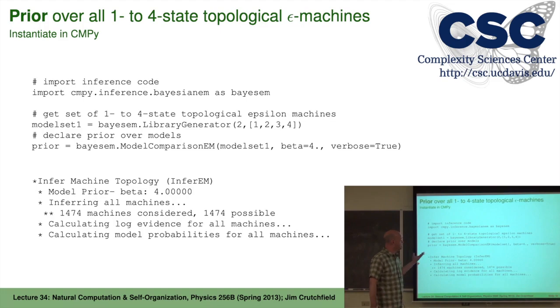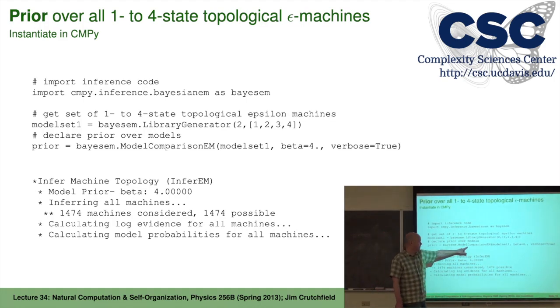So first I'm going to just look at the prior over these things and not even look at the data. So we import the Bayesian stuff, and this particular library generator function is an interface to Ben's algorithm for enumerating structures. What this command does is say, give me, 2 is the size of the alphabet, so all binary machines with 1, 2, 3, 4 states.